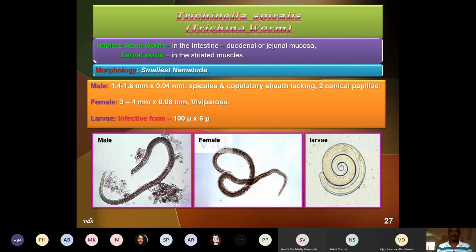Now, this larval form present in the striated muscles of the pigs, man gets infected by consumption of undercooked meat of pigs. Usually, the natural hosts of this parasite are the rats and pigs. The natural cycle goes on between these two animals, from rat to rat, or from rat to pig, or from pig to rat. In that way, man is an accidental host of this parasite, where he gets infected with the larval form which are present in the striated muscles of the pigs. While consuming such raw meat of pigs, man gets infection.